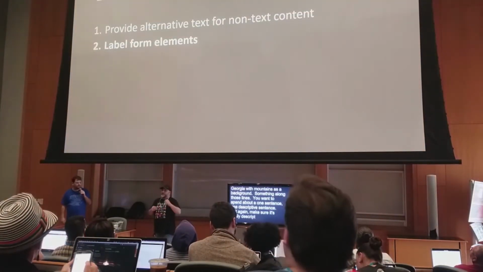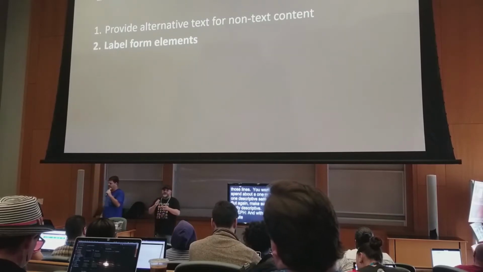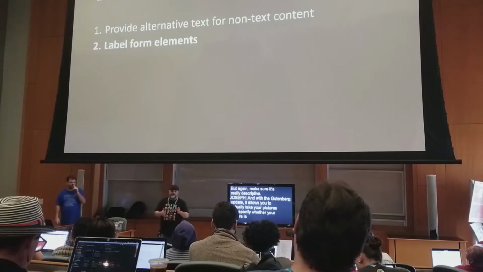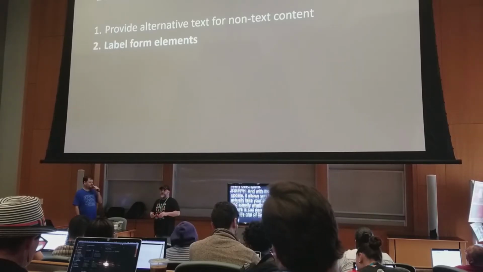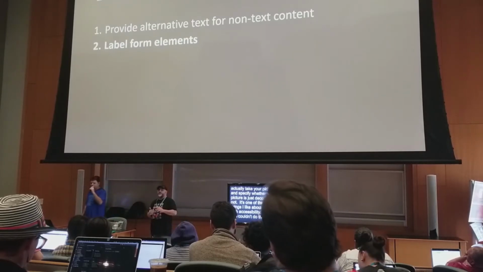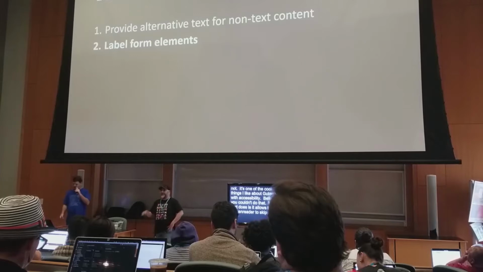And with the new Gutenberg update, it allows you to actually take your pictures and specify whether your picture is just decoration or not. It's actually one of the cool things I like about Gutenberg with accessibility. Before you couldn't do that, and what that does is allow a screen reader to just skip right over your picture if it's purely decorative. In the past, you had to go through and give that an alt tag.